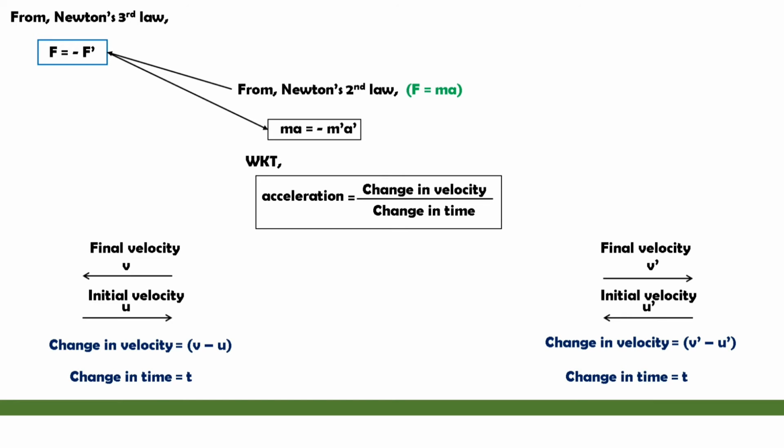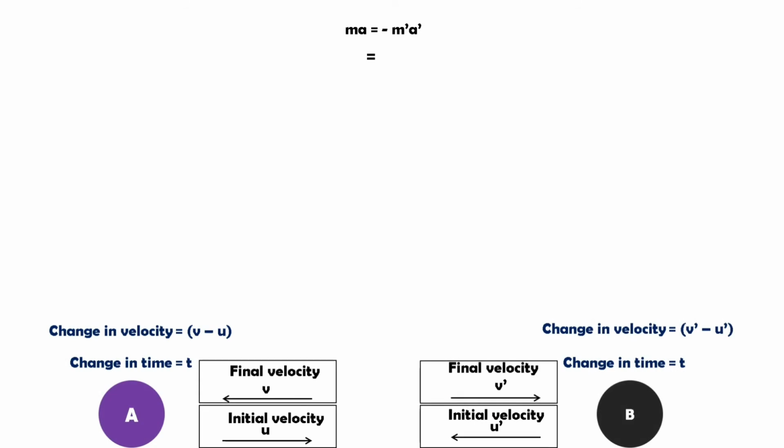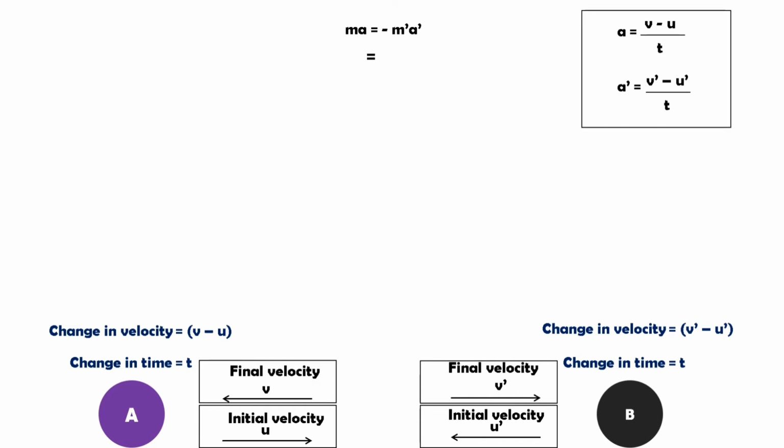Now let's apply these values to this equation. So here we can write the acceleration of ball A is equal to the change in velocity of ball A, that is v minus u, divided by the change in time, that is t. And similarly, the acceleration of ball B is equal to the change in velocity of ball B, that is v dash minus u dash, divided by the change in time t. Now let us substitute these two accelerations in this equation.